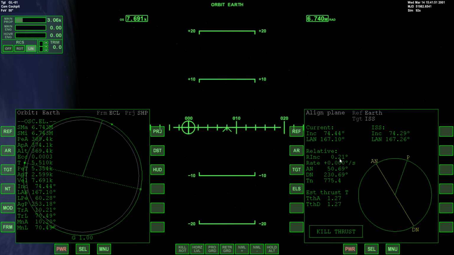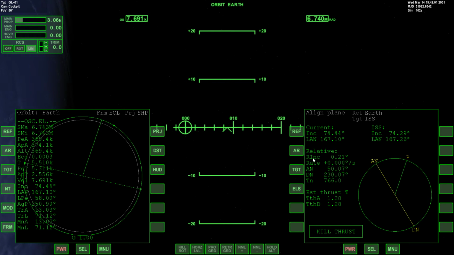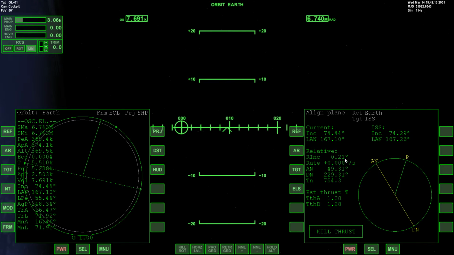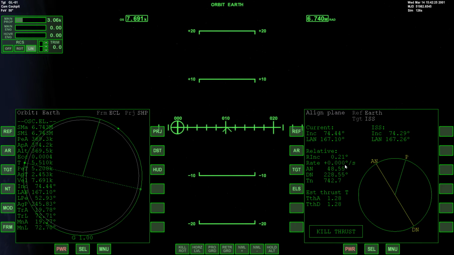One thing that I did not discuss, and perhaps I should have in the previous part, is below that is the rate of change, and that is directly correlated to relative inclination. So when we are decreasing relative inclination closer to 0, the rate of change here will show as a negative number. And if we were increasing relative inclination, the rate of change would show as a positive number. Of course, nothing is happening right now because we're in orbit. We're not doing any burns or anything, so the rate of change is shown as 0.